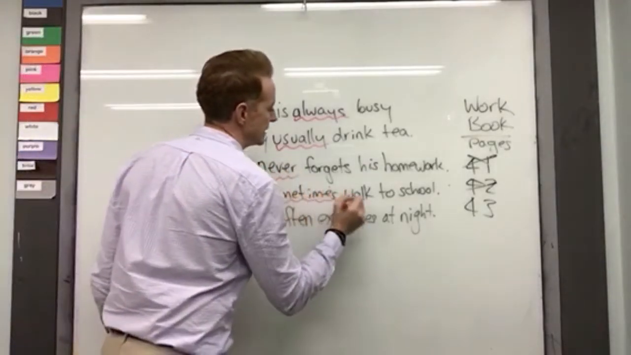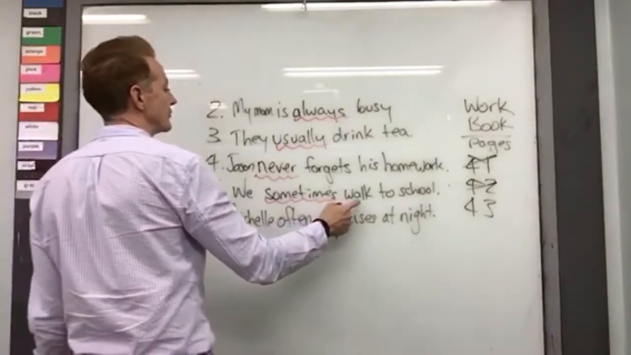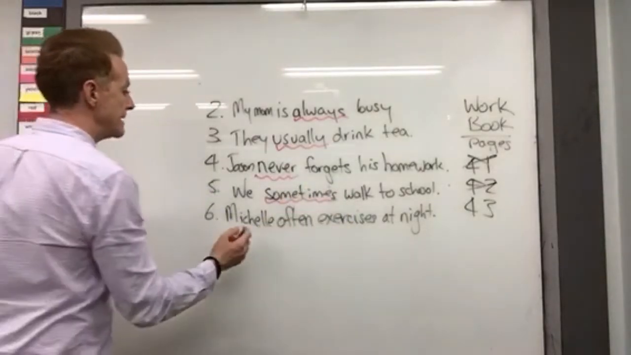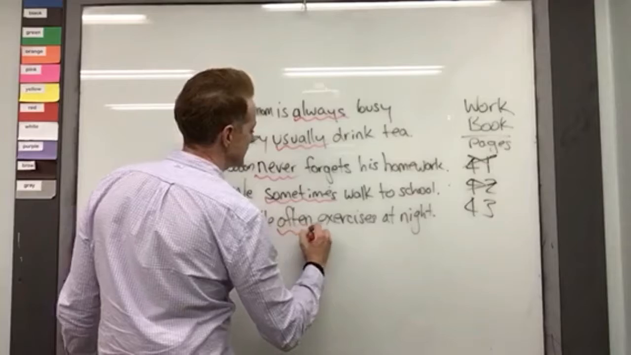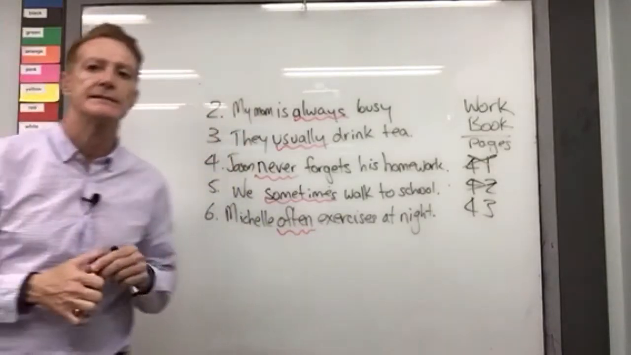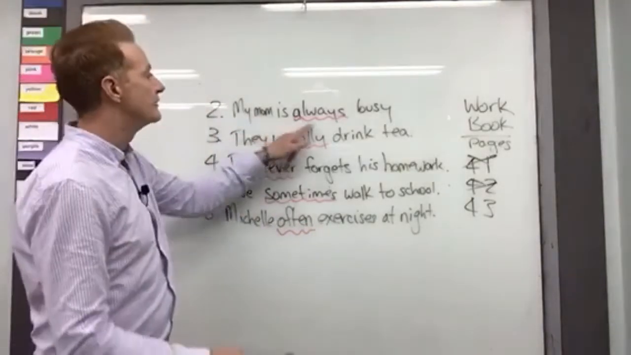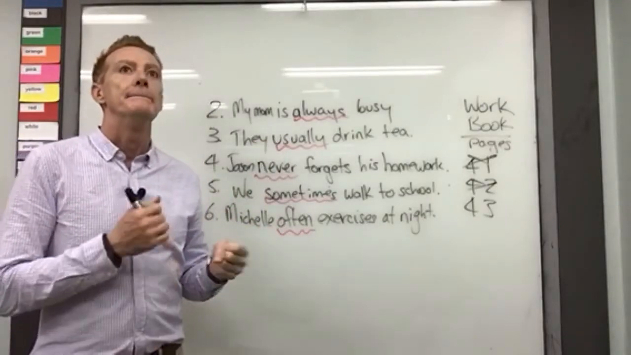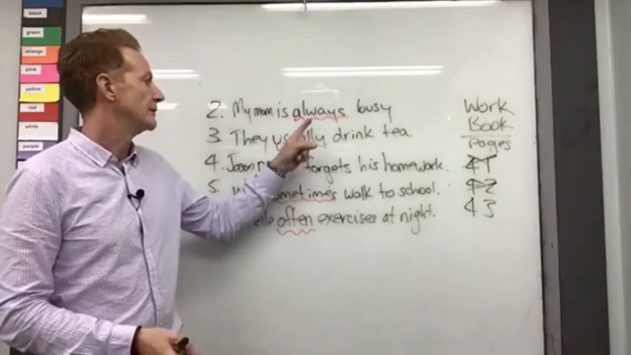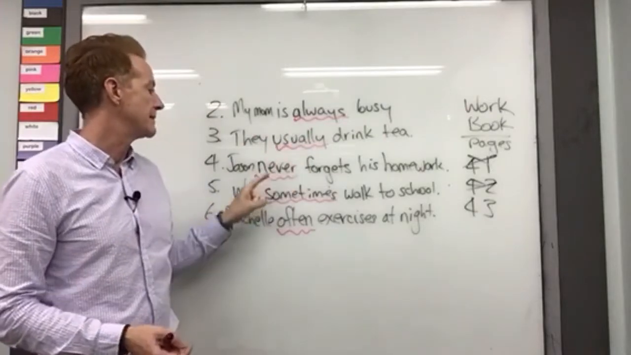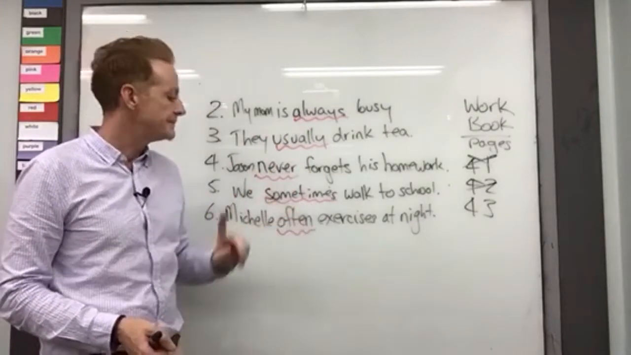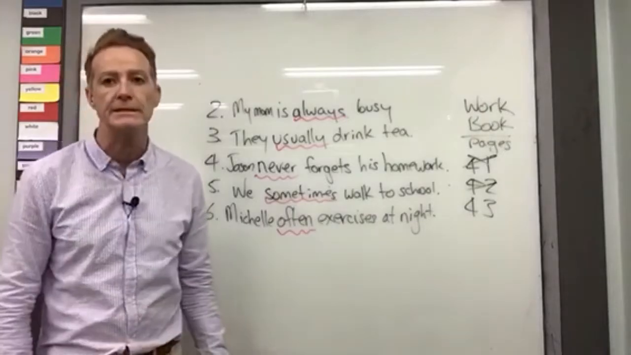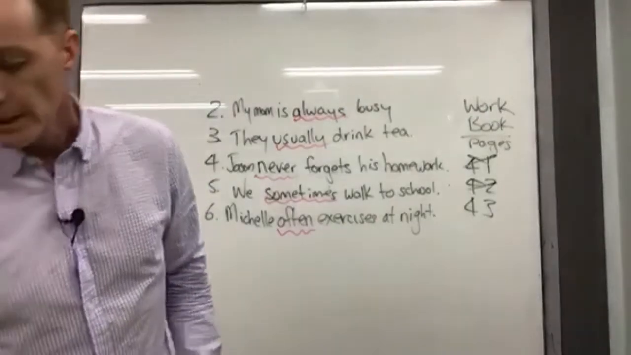We sometimes walk to school, the verb walk. And Michelle often exercises at night. Okay, so they are frequency adverbs. Remember, frequency is how many times something happens. So it always happens, it usually happens, it never happens, it sometimes happens, and it often happens.